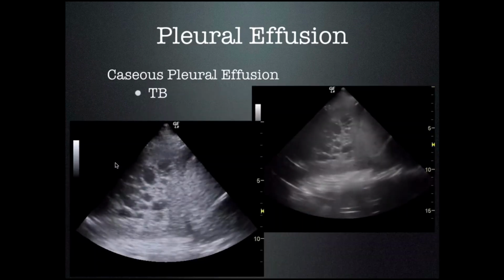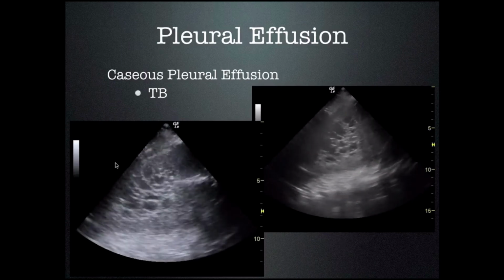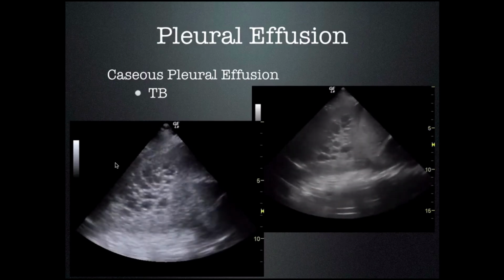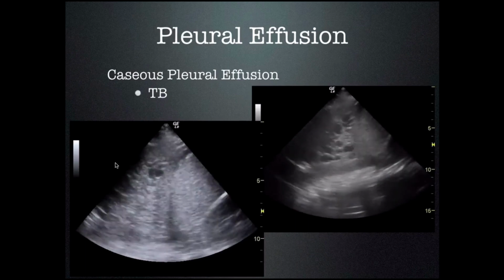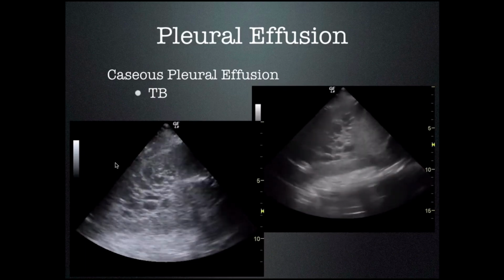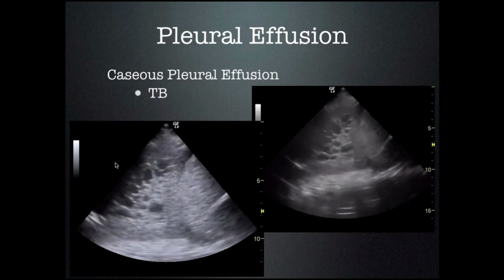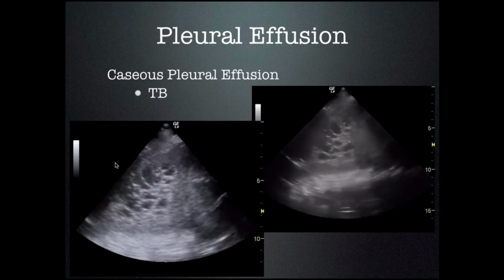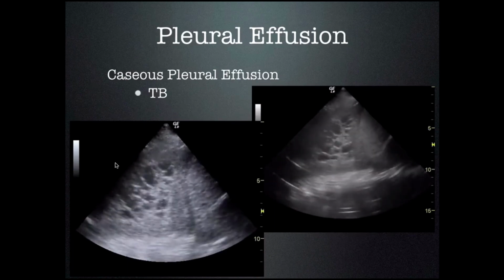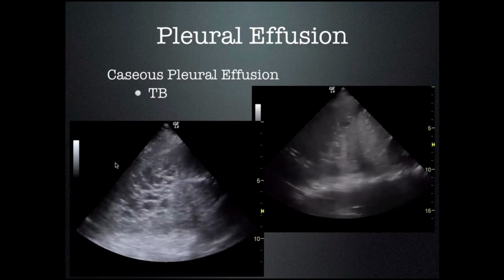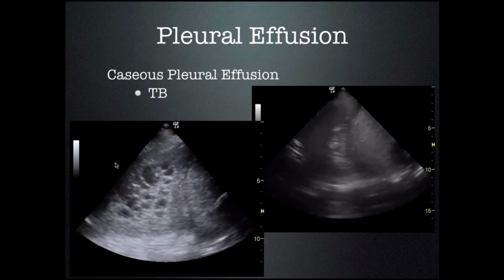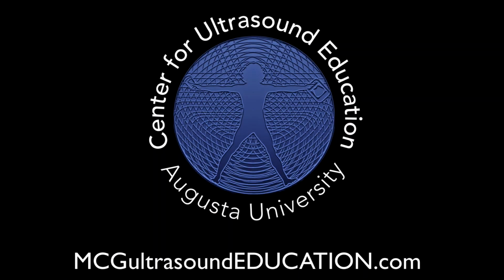Occasionally we will see other types of pleural effusion. In this case we see a pleural effusion which would be called caseous. It is fairly thick. It has multiple hypoechoic areas in the hyperechoic fluid, and this is consistent with tuberculosis. Tuberculosis is characterized by caseous pleural effusions, and if you're in an endemic area and you see a caseous pleural effusion, most likely it will be TB.